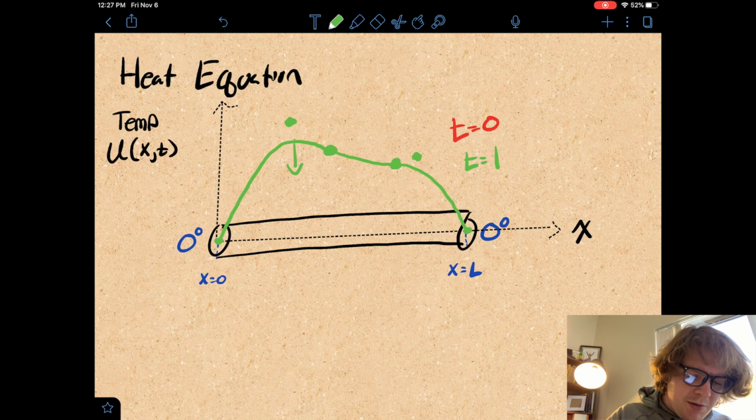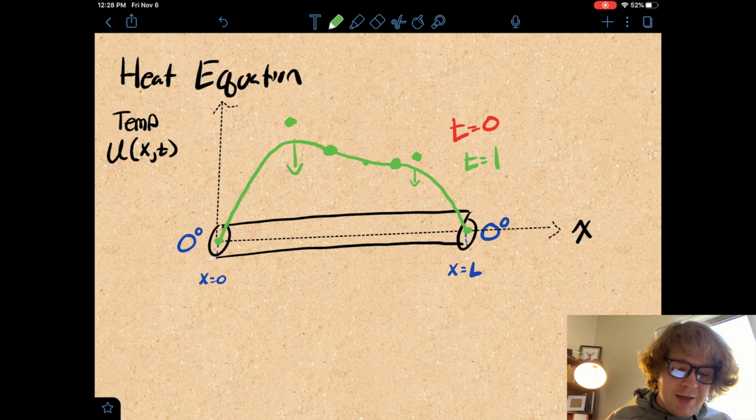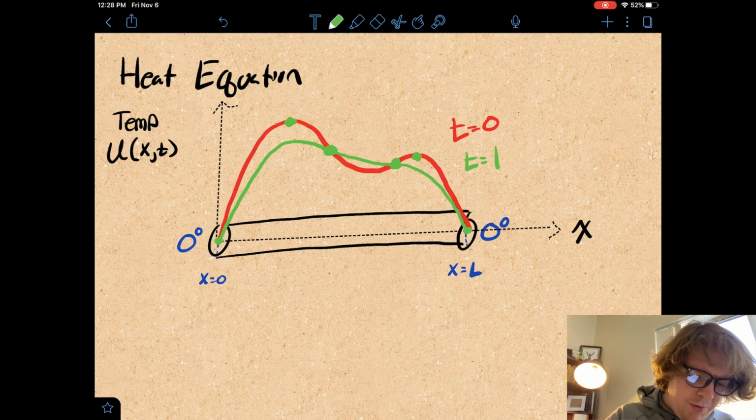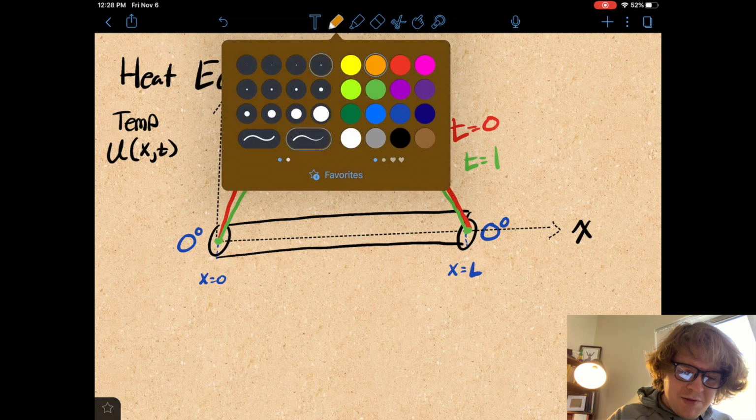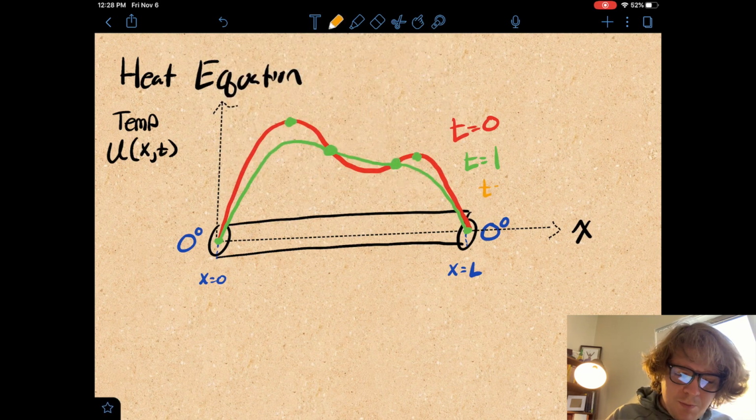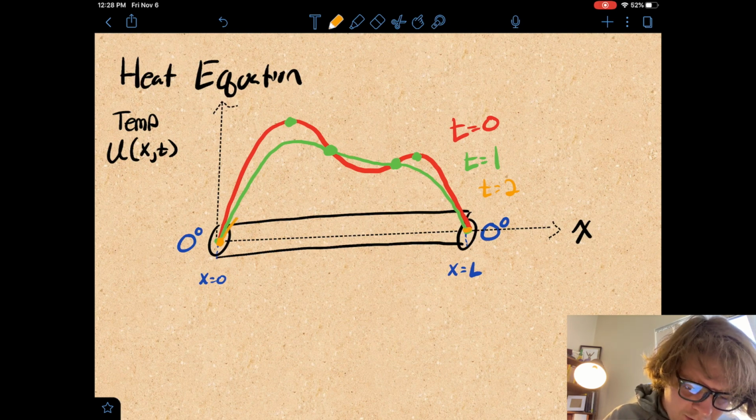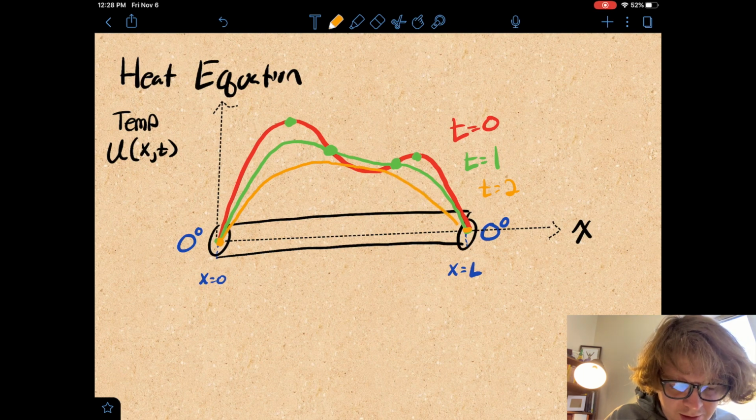Again, temperature here is going to decrease. Temperature here is probably going to stay about the same, and our temperatures over here are going to begin to decrease again. So if we try to draw what happens perhaps when t equals, let's say, 2, well, our ends are still held at 0 degrees, and the temperature throughout the length of the rod is going to start to decrease throughout its length.